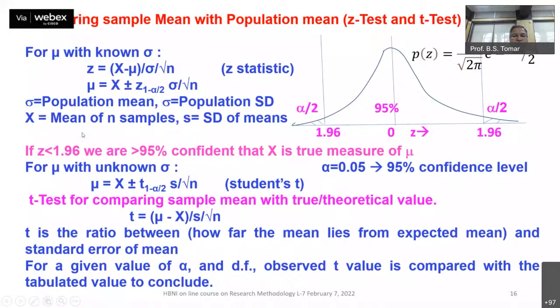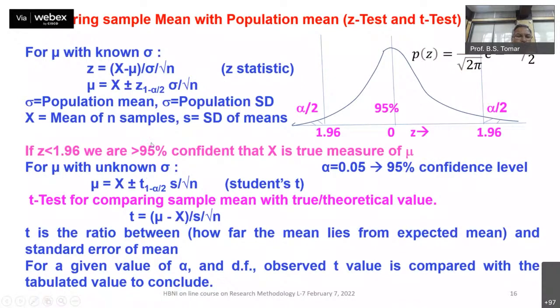Now you can see here that if Z is less than 1.96, we are more than 95% confident that X̄ is a true measure of mu. So that is the statement we are making based on the value of X̄, mu and Z. So Z statistics means the value of Z tells you about the confidence level.